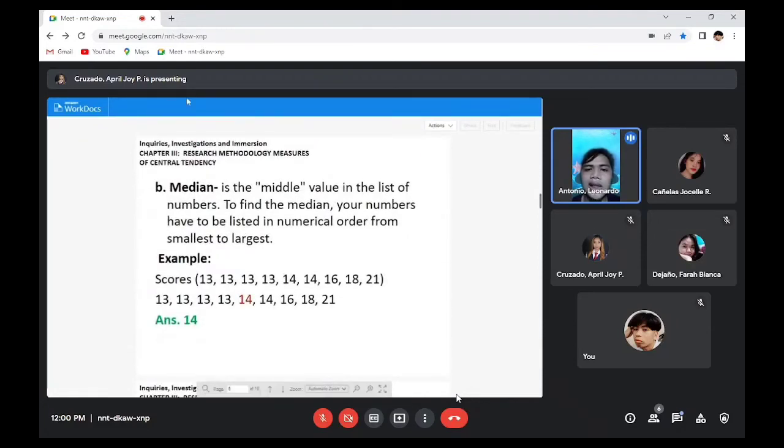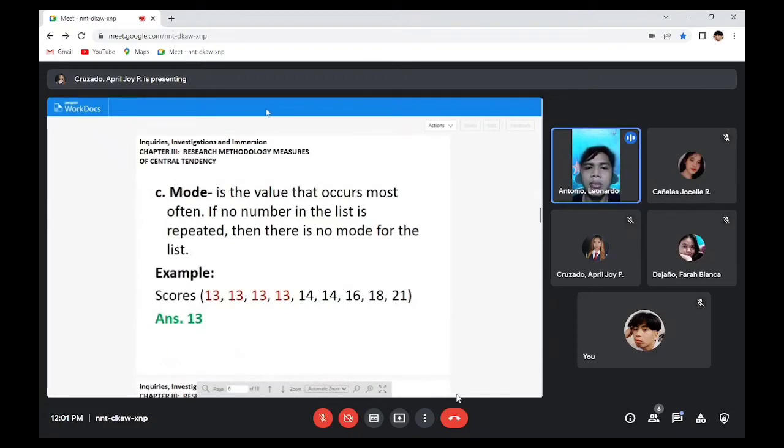Median. It is the middle value in the list of numbers. To find the median, your numbers have to be listed in numerical order from smallest to largest. Example, the scores 13, 13, 14, 14, 16, 18, 21. The 14 is the median because it is organized from smallest to largest, and therefore we get the middle of the scores. Next slide, please.